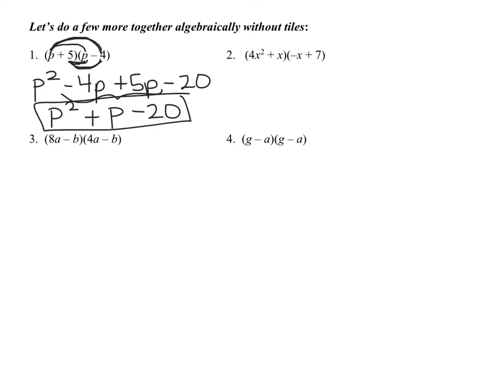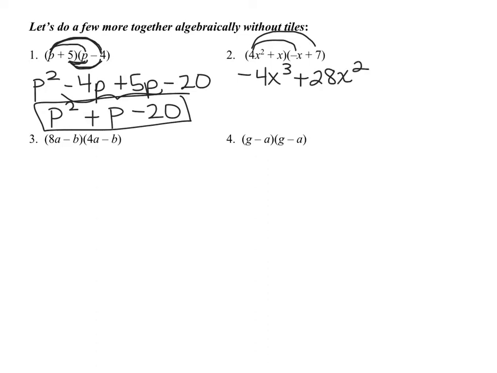So now let's take a look at number 2. So number 2, I'm going to take the 4x squared. It has to get multiplied by negative x. Well, 4x squared times negative x is negative 4x to the third. Then that 4x squared should get multiplied by the 7. 4x squared times 7 gives me 28x squared.